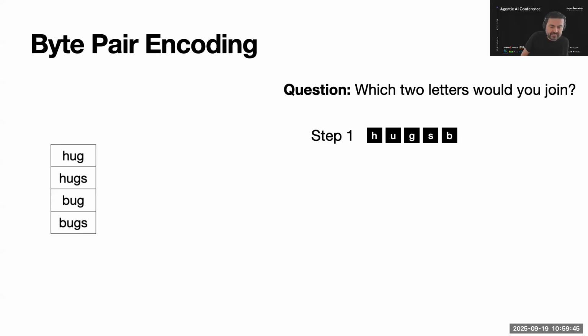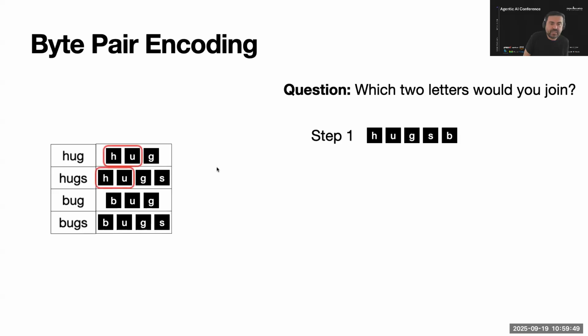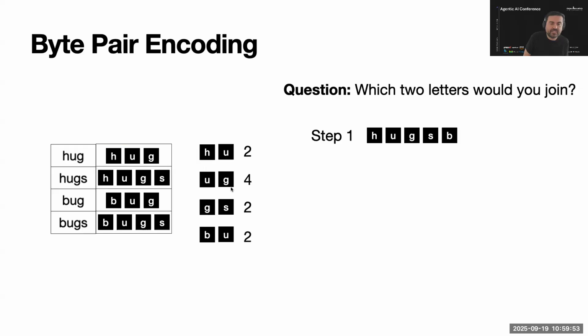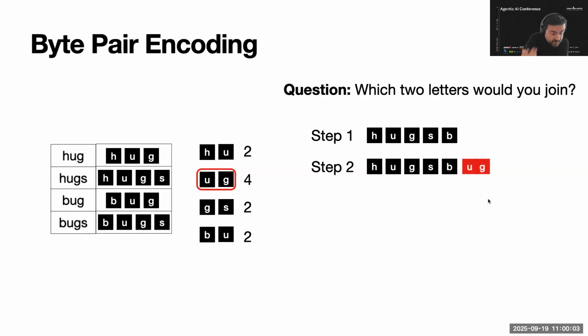You are correct. Yes, Syed and Robert are correct. UG. Why UG? Because it's the pair that appears the most, right? HU appears 2 times. UG appears 4 times. So it makes sense to join U and G into one letter, and then I just have to type that letter, and I'm saving time. So I'm going to join UG, and I'm going to add it to my tokens. And I continue doing like that.